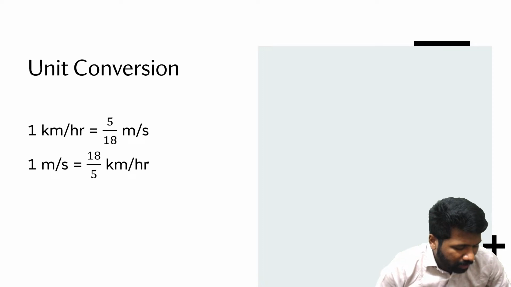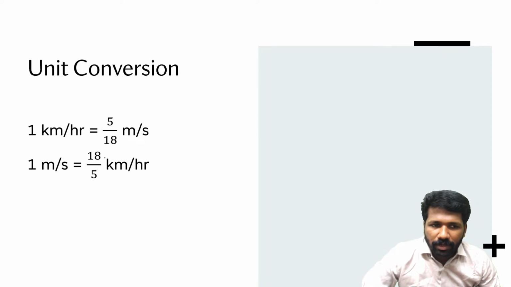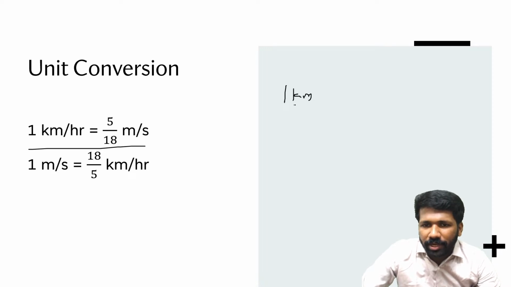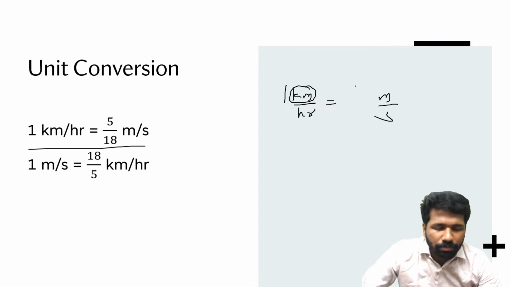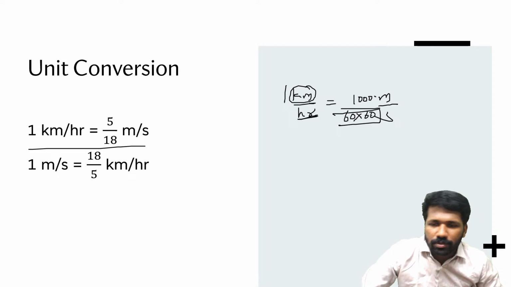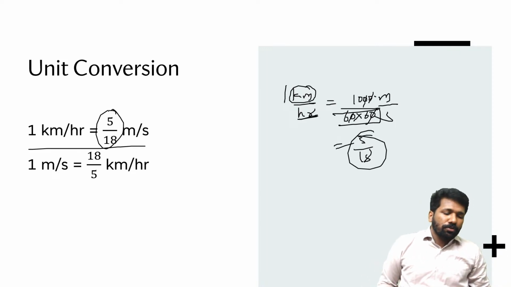Another important thing needed in this chapter is conversion of units. You should know how to convert units. Like 1 km per hour is 5 by 18 meter per second. Why? 1 km per hour you need to convert to meter per second. Kilo means 1000, so kilometer means 1000 meter. 1 hour is 60 minutes, and every minute is 60 seconds. So 60 into 60 seconds. So 1000 by 60 into 60. Cancelling it, you will get 10 by 36 or 5 by 18. That is how this 5 by 18 ratio comes into place.